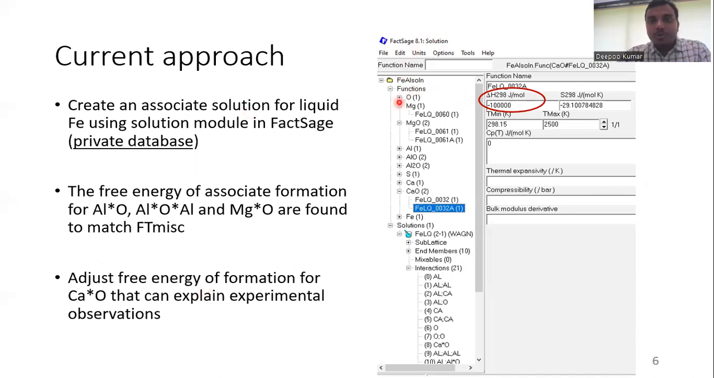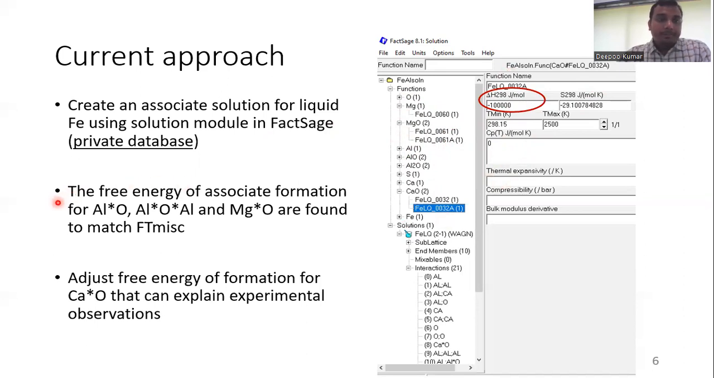So in the solution module, the database can be developed by considering all these sorts of end member formations here, and taking elements and associates here, and taking their free energy, enthalpy, entropy, etc. How to develop the database? That is available as a presentation in FactSage. One can go through and understand this.